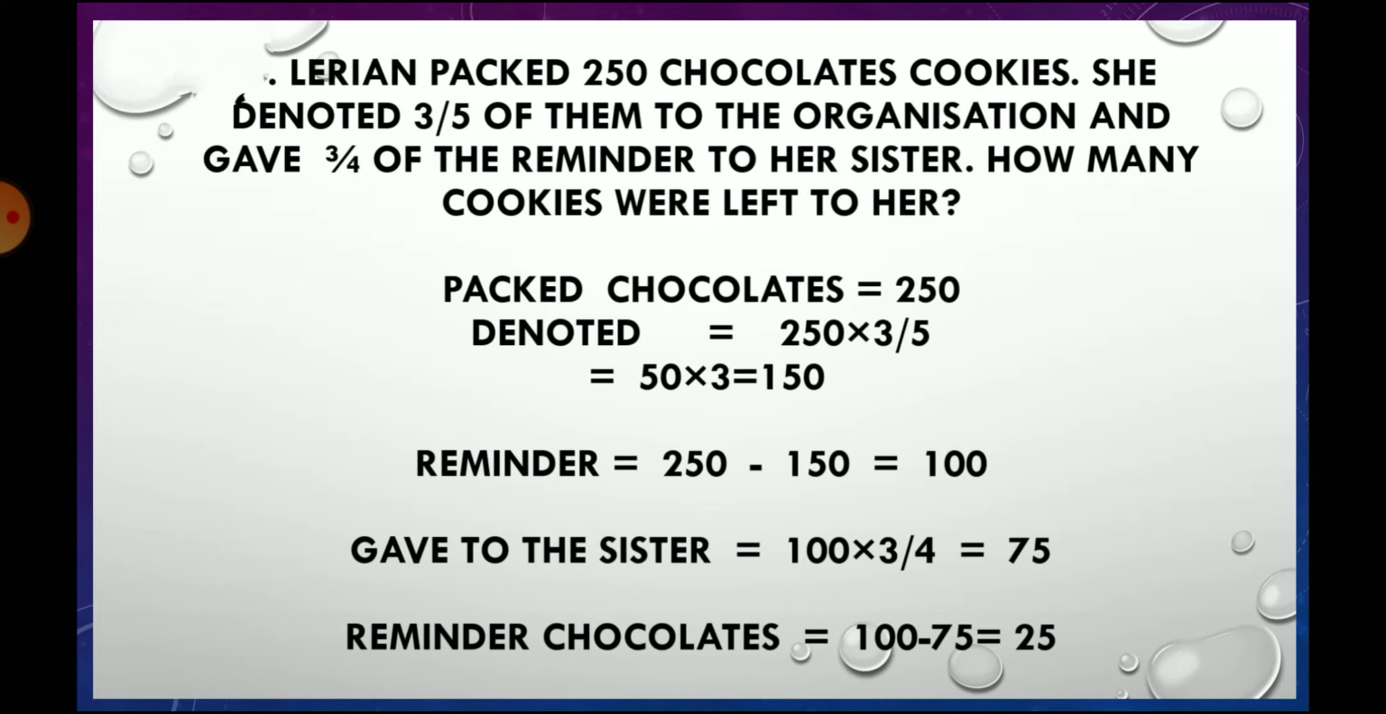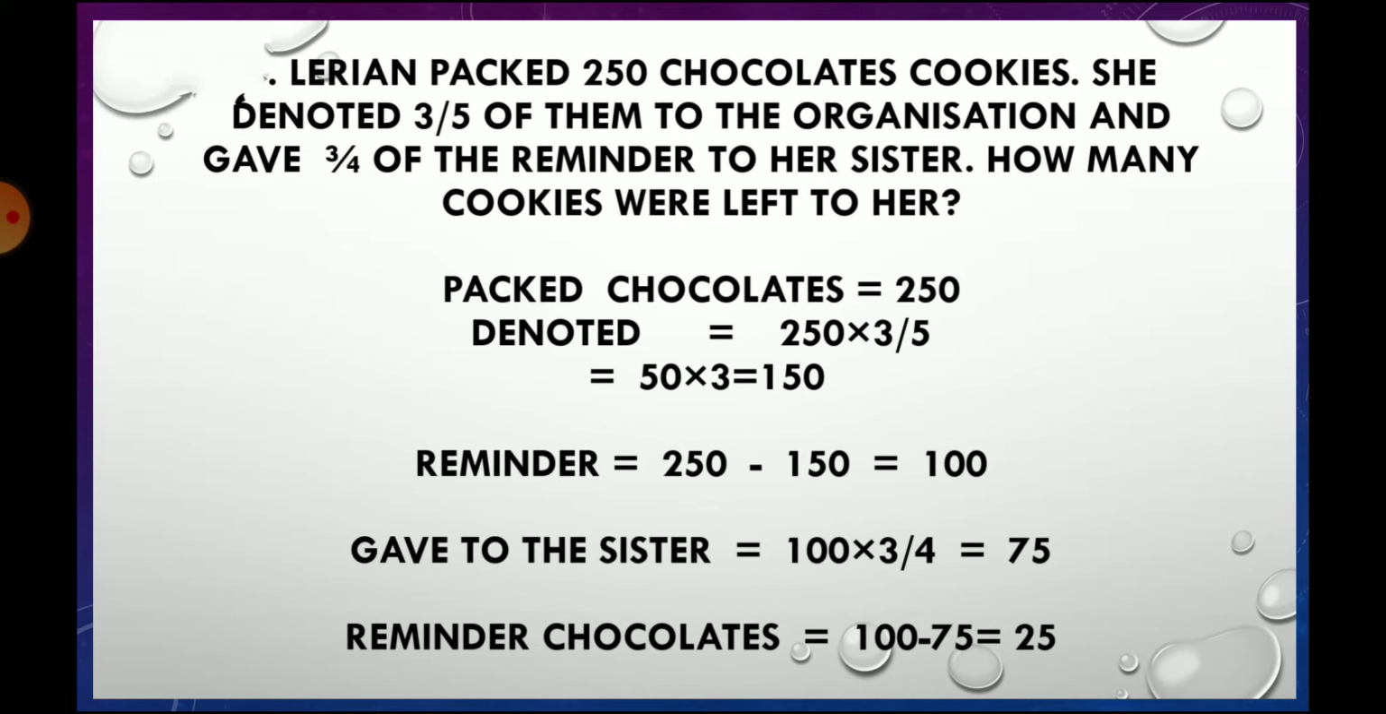Okay. So next one, Larian packed 250 chocolate cookies. She donated 3 by 5 of them to the organization and gave 3 by 4 of the remainder to her sister. Then how many cookies were left to her? Okay, here they gave the total chocolates, that is 250, and she donated to the organization the fraction 3 by 5. After that she gave to her sister the fraction 3 by 4. So now we just find out how many cookies were left to her.